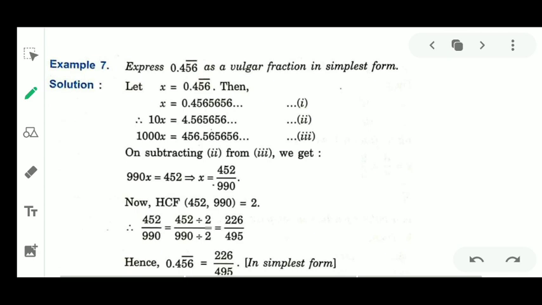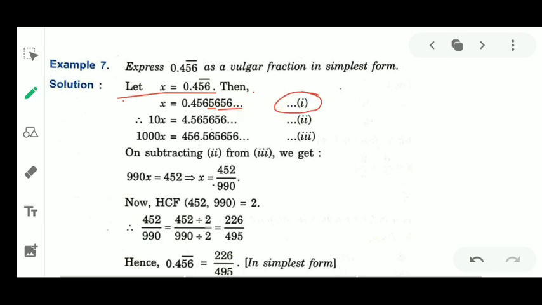Now example 7. Express 0.456 bar as a vulgar fraction in simplest form. Like the previous example, you have to write, let x equal to 0.456 bar, then write x equal to 0.4565656, and it is equation 1.